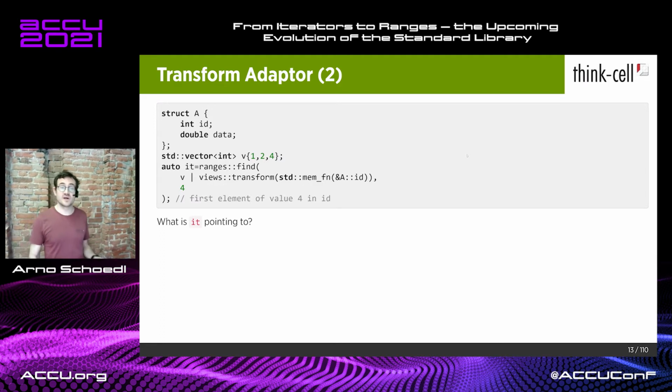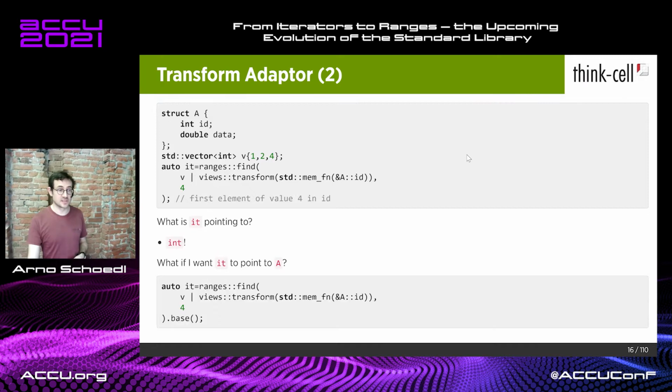Now, what if you want the iterator to the underlying structure, to the underlying A? Well, there is a function .base that you can call on the iterator, and that gives you the base iterator back. So the iterators of that transform view support this base functionality. So you can go back to the base, to the underlying iterator. And that's all C++20. That's all standard.